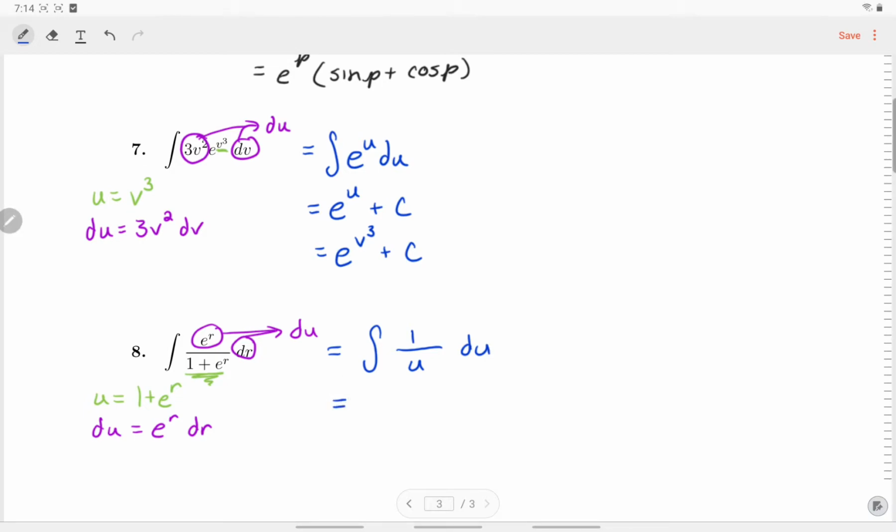All right, that matches my natural log formula exactly. So I get natural log of u plus c, which gives me natural log of 1 plus e to the r plus c. Since 1 plus e to the r is never negative, you could get rid of the absolute value signs and replace them with parentheses. Doesn't matter. Both mean the same thing. So that's a review of natural logarithm and the exponential function.